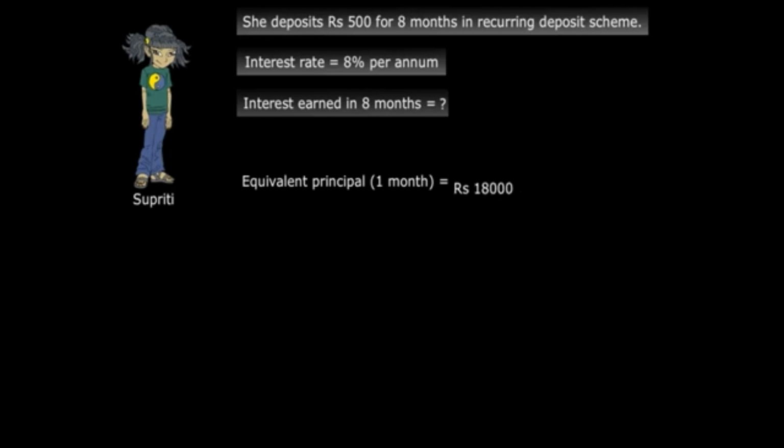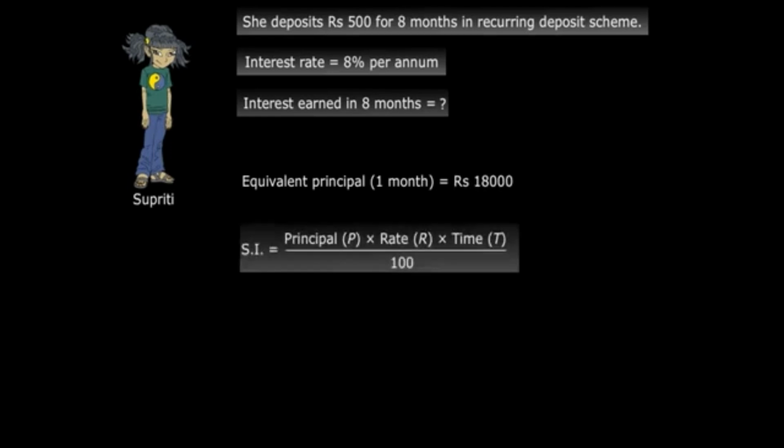Now we need to apply the formula for simple interest. SI equals P into R into T by 100. The principal, 18,000. Rate, 8% per annum. Time, 8 months. So I'll write the time as 8 by 12. I've tried to convert this into years. Now I solve this expression and I get 960 as my answer.